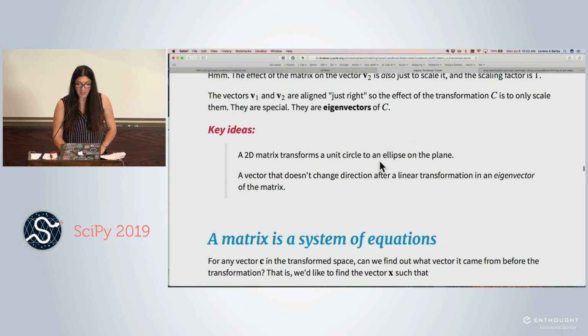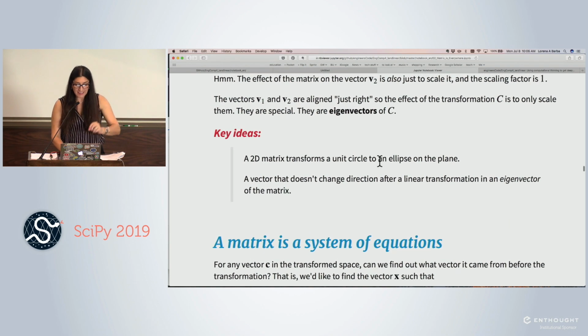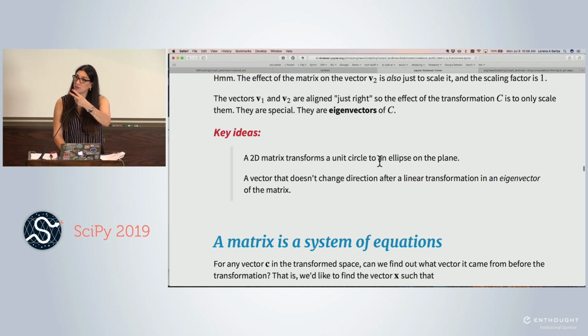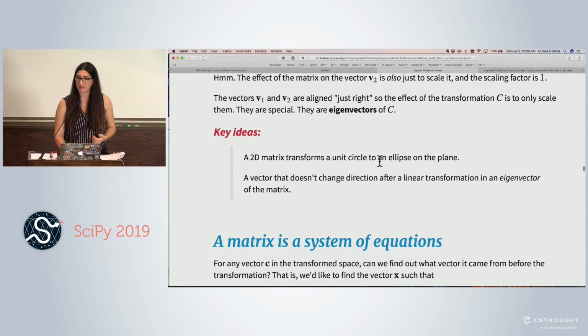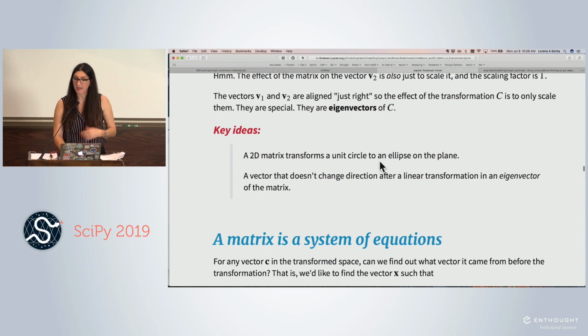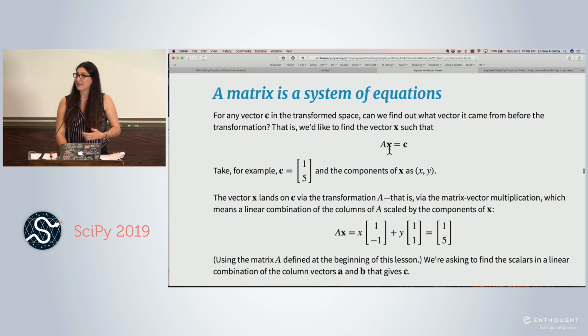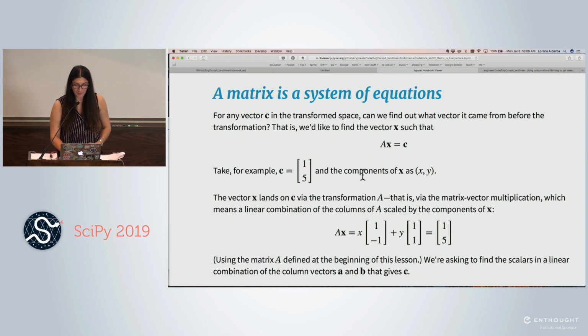Because for any matrix, for any vector C in the transform space, we just did it with two vectors, right? With U2 and U1, we asked ourselves which vector landed there, and we computed the inverse. For any vector in the space, we can ask ourselves what vector did it come from before the transformation? That is, we'd like to find a vector x such that A multiplied by x gives us this vector in the transformed space. So if we were to take, for example, the vector 1, 5 and the components of x as x, comma, y, what we're asking is, remember, matrix vector multiplication is a linear combination of the columns scaled by the components of the vector.